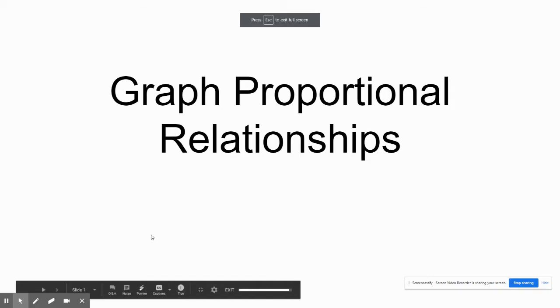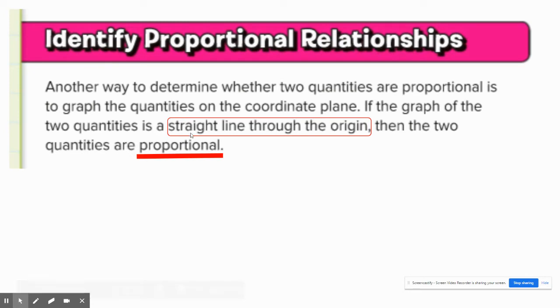Hello, we're going to graph proportional relationships. Another way to determine whether two quantities are proportional is to graph the quantities on the coordinate plane. If the graph of the two quantities is a straight line through the origin, it's got to be a straight line, it must pass through the origin, then the two quantities are proportional.